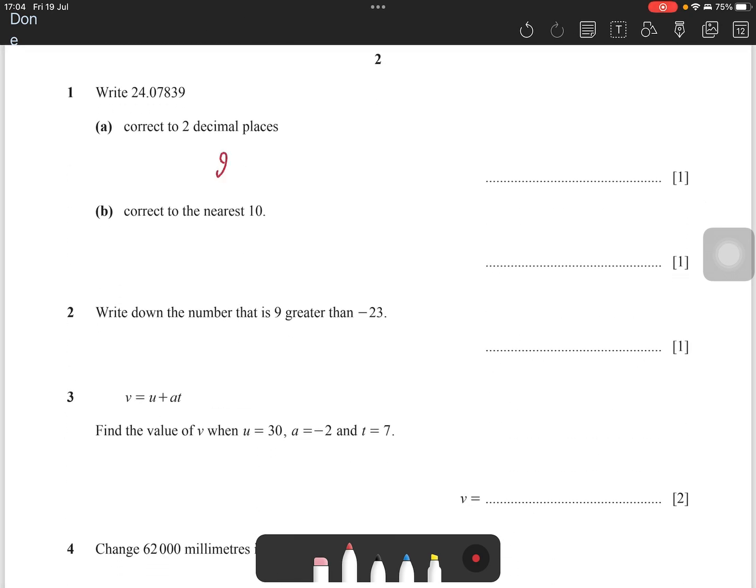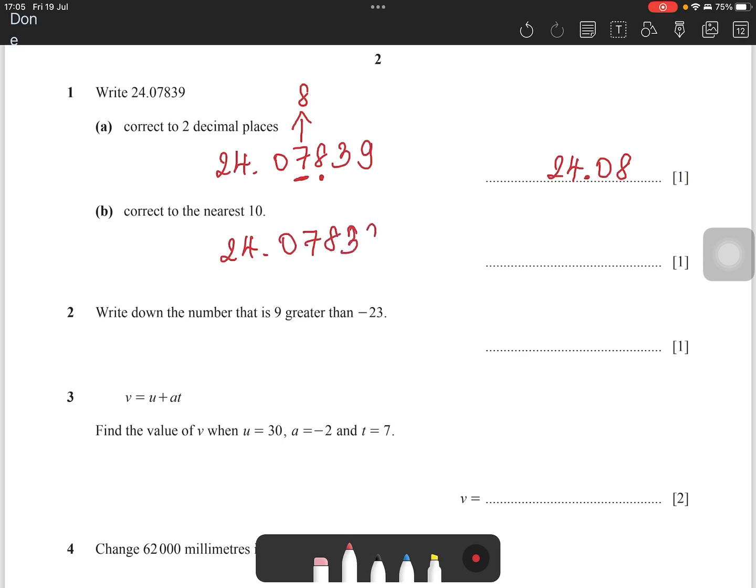Question 1. Write 24.07839 correct to 2 decimal places. First, we see that the digit in the second decimal place is 7. So we underline it and we check the digit on the right. The digit on the right is 8, which means we need to round 7 up to 8. So the answer is going to be 24.08.